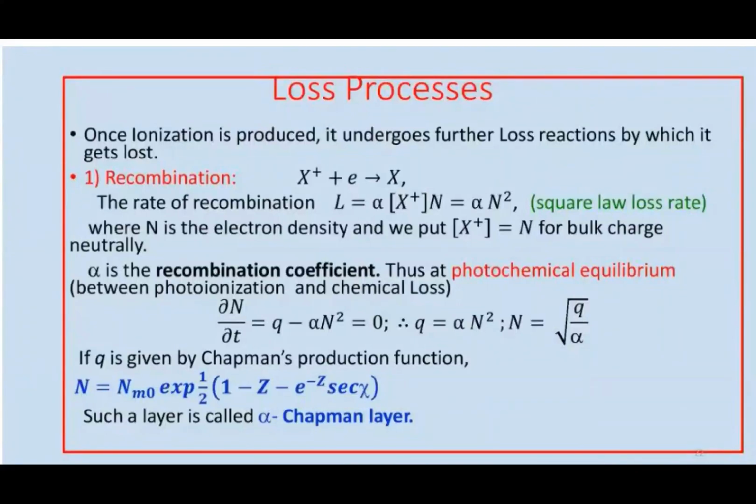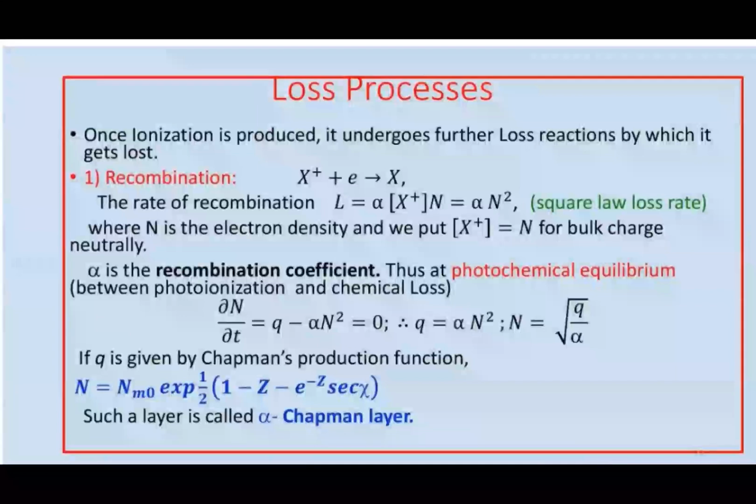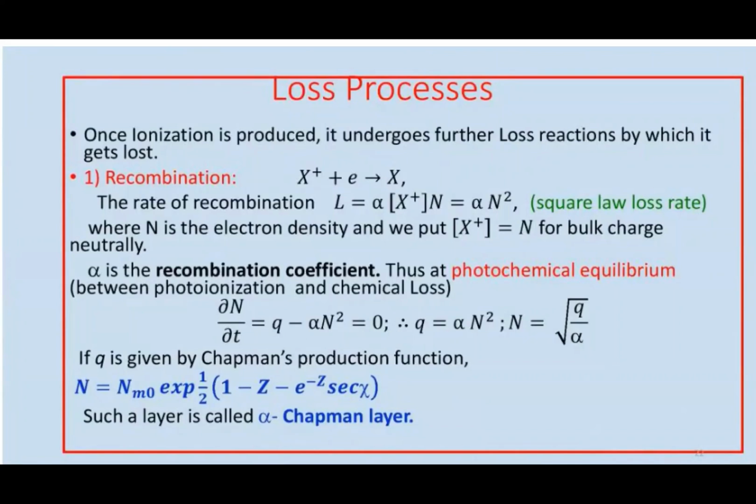The rate of this process will be proportional to the available number of X plus or positive ions and the available number of electrons, which is represented here by N. Therefore it is equal to some constant alpha times the product of these, or alpha n square. And here we write n square because we said the ionosphere is a plasma. One of the basic conditions which a plasma should obey is that the number of positive charges and negative charges should be equal, so that it has bulk charge neutrality. So therefore X plus should be equal to e. So therefore we can write this as alpha n square. Since the loss rate is proportional to n square, it is called a square law loss rate.